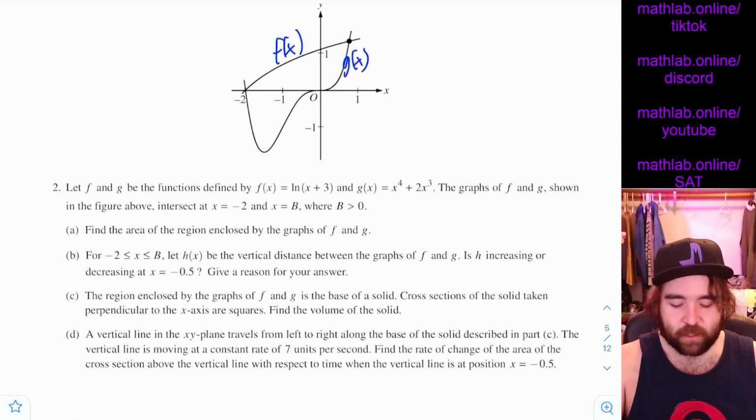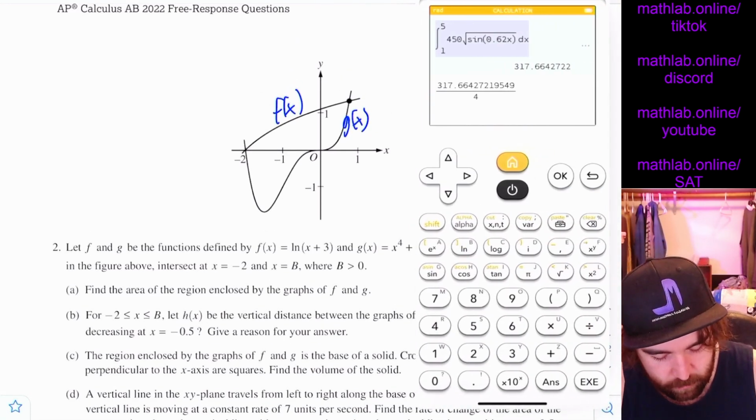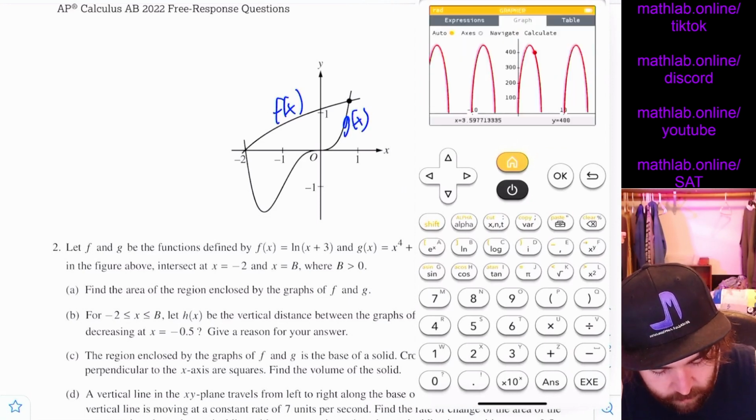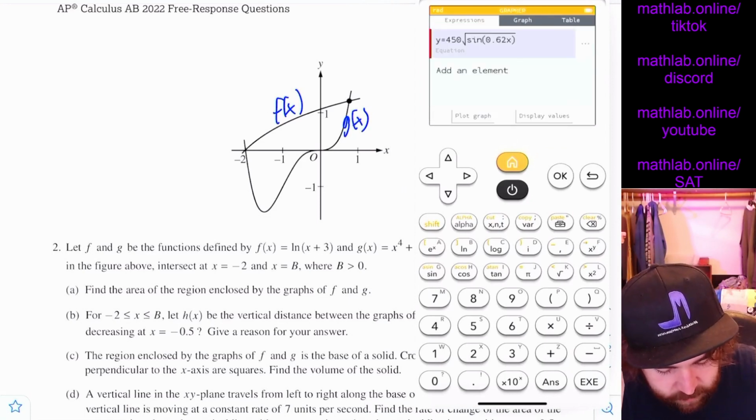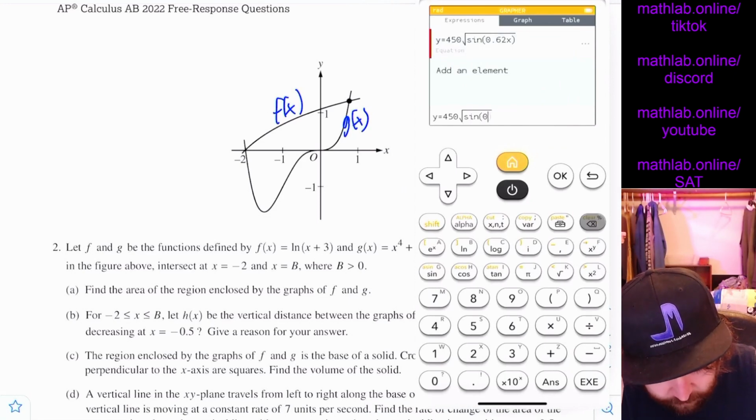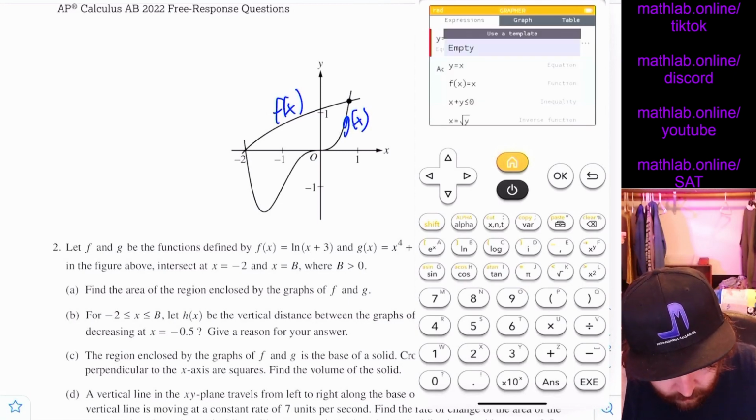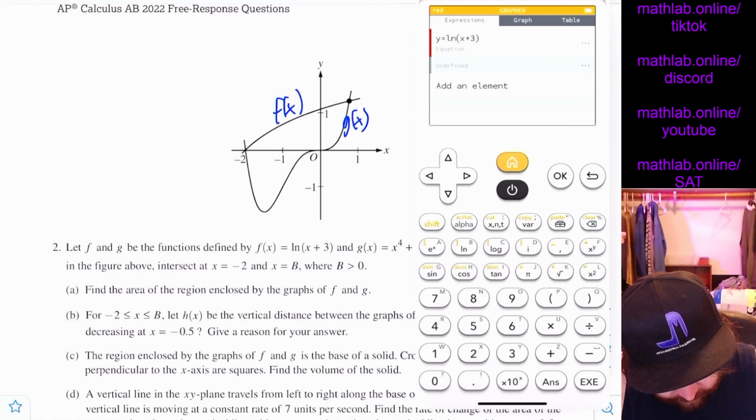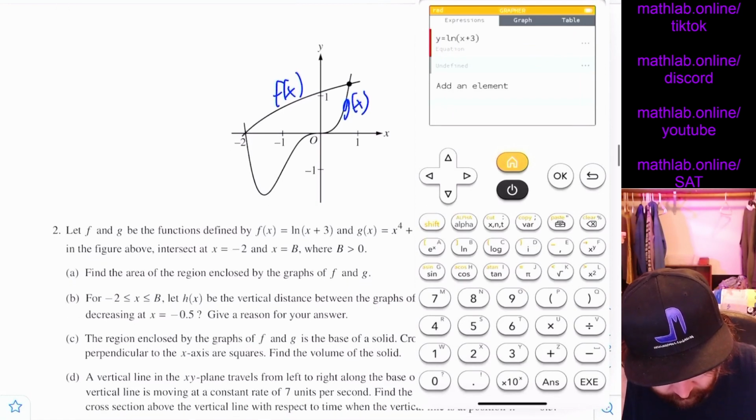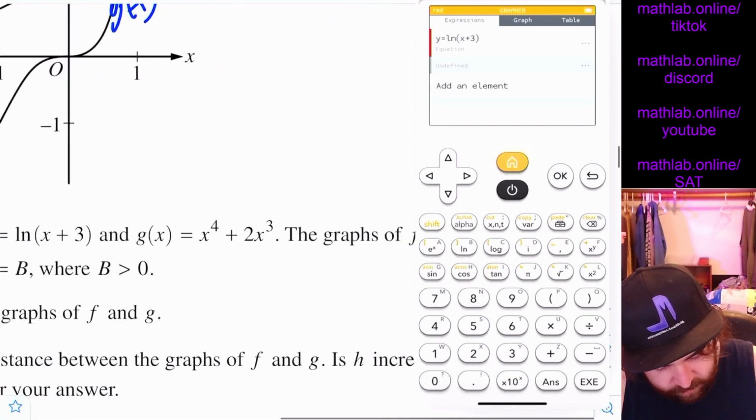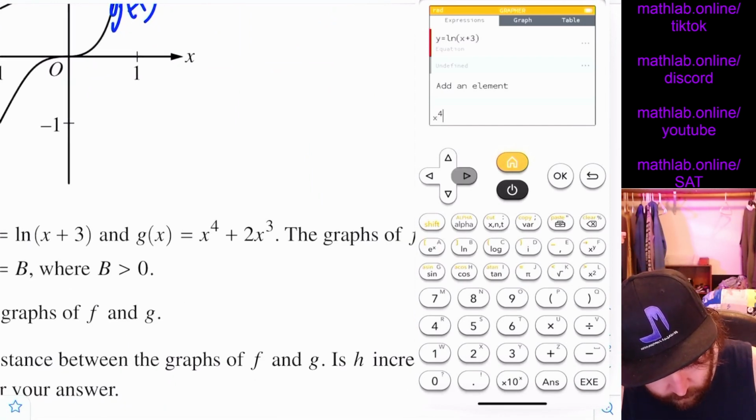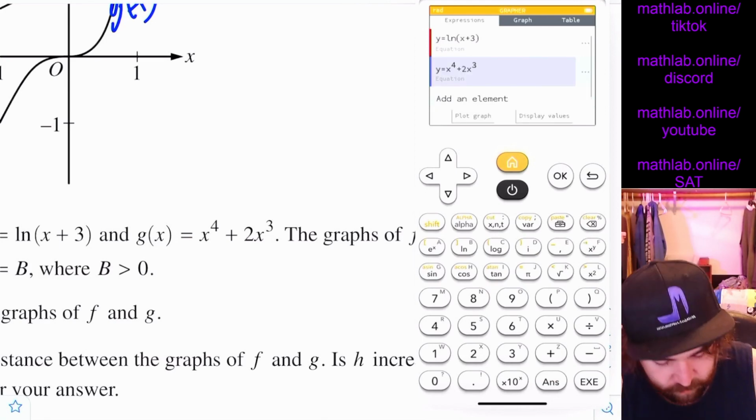All right, got it. So NumWorks is actually prime for this. What you can do here is you go to home, you go to grapher, you go back to the expressions, you type in the one equation. So the one equation is the ln of x plus 3. And then the other equation is... Do I have to type y equals? Probably not. Let's try it without. Is x to the 4th plus 2x cubed. Boom. Yep, put the y equals for us.